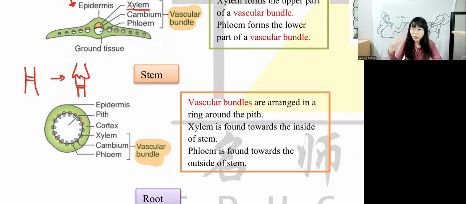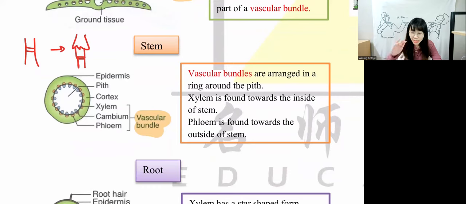So why do they do this to the plants? Because once you remove the phloem, the food can be stored above in the tree. So the fruit can be bigger in size. So that's why we have a removal of phloem, to make sure that the fruit is bigger in size. So this is stem. Stem has a ring in the middle. Xylem is inside, phloem is outside.